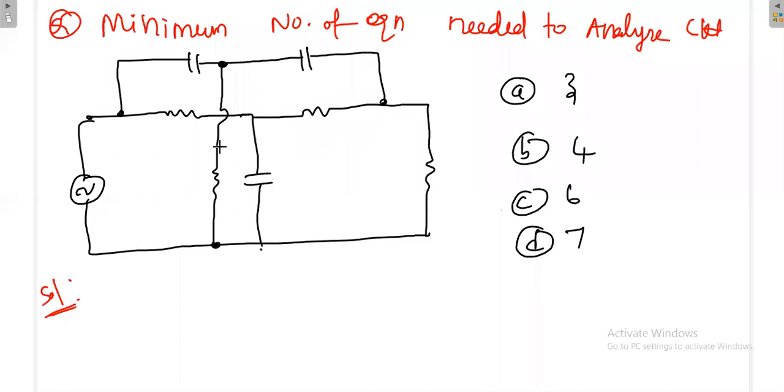Again, what is the assumption here? They gave the circuit like this, and they also showed a source here. That means we know the source voltage, because this circuit consists of only one source. If you know that source voltage, only then can you analyze the circuit. If the source is also unknown, you cannot analyze the circuit. So the assumption is that we know the source voltage.